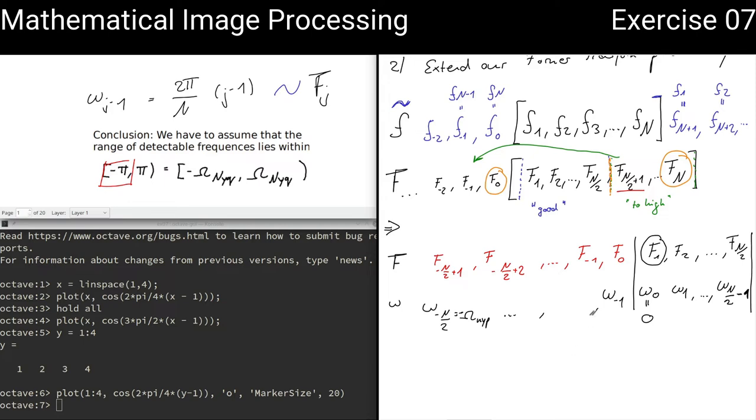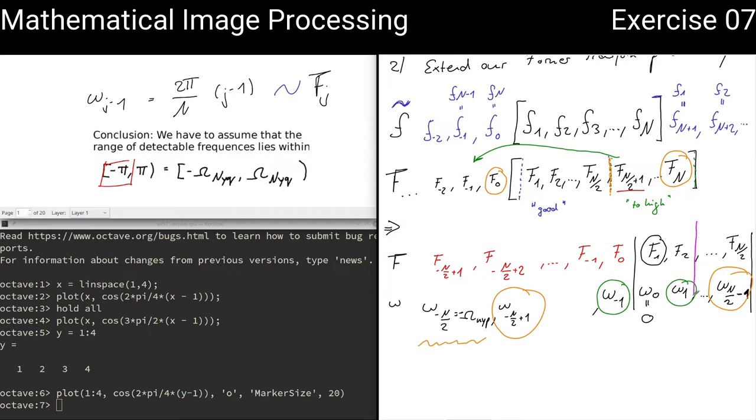And what I already know now is omega minus one is the frequency that corresponds to omega one. Yeah, this is how we constructed it. Omega minus n halves plus one, sorry, is the one corresponding to f minus n halves plus two. This is the one that corresponds to the highest frequency that I can detect. You could say that maybe this last coefficient here is useless in some sense to us because it does not have a counterpart, and actually the frequency is already a little bit too high for us to detect.